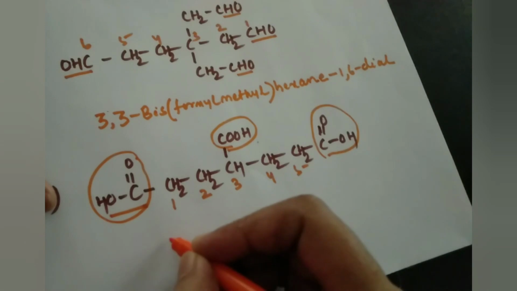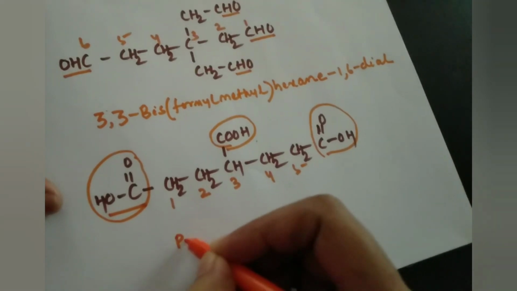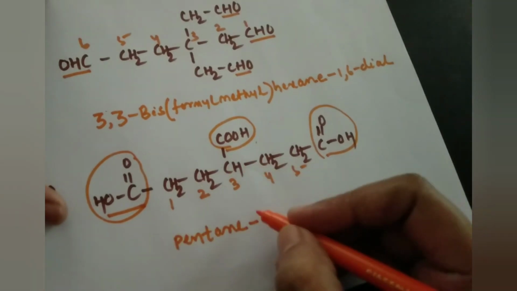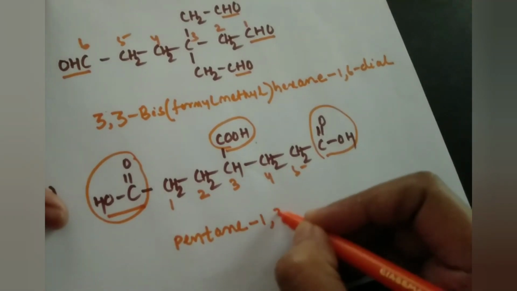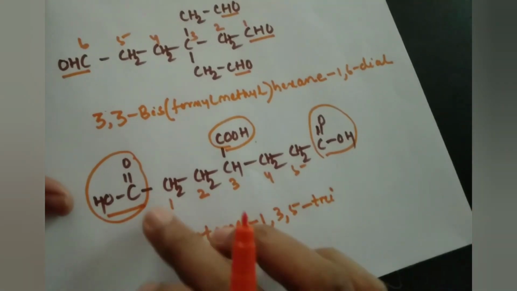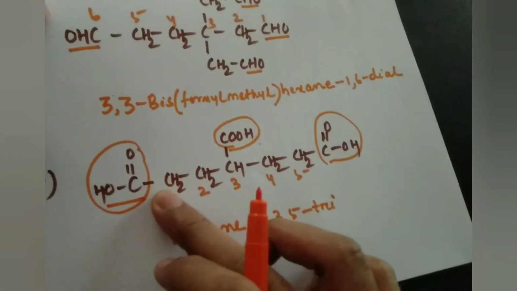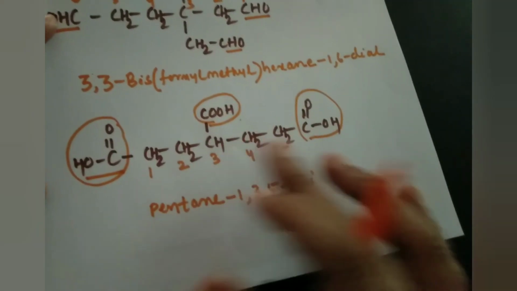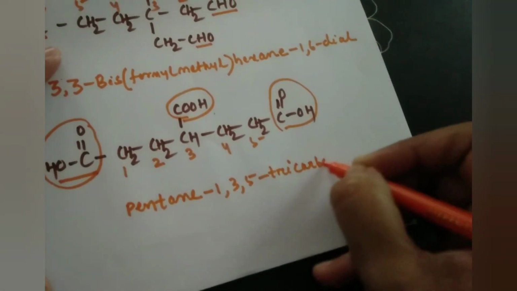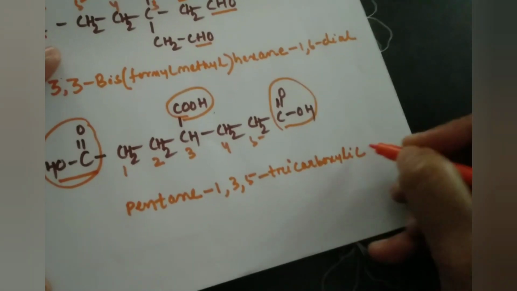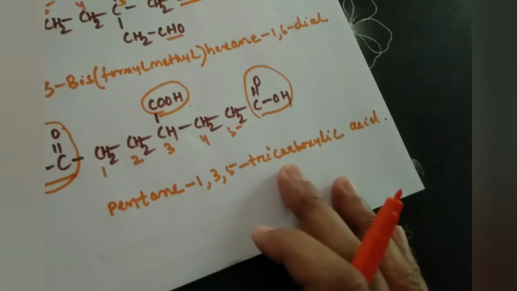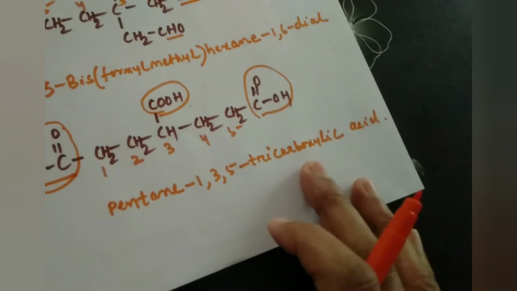Okay, so the word root is pent, primary suffix ane, pentane. In which position they are attached? 1, 3, 5, 1, 3, 5, tri, and the normal suffix of acid is oic acid, but here the special suffix is used, and the special suffix is carboxylic acid. Carboxylic acid. Pentane 1, 3, 5 tricarboxylic acid.